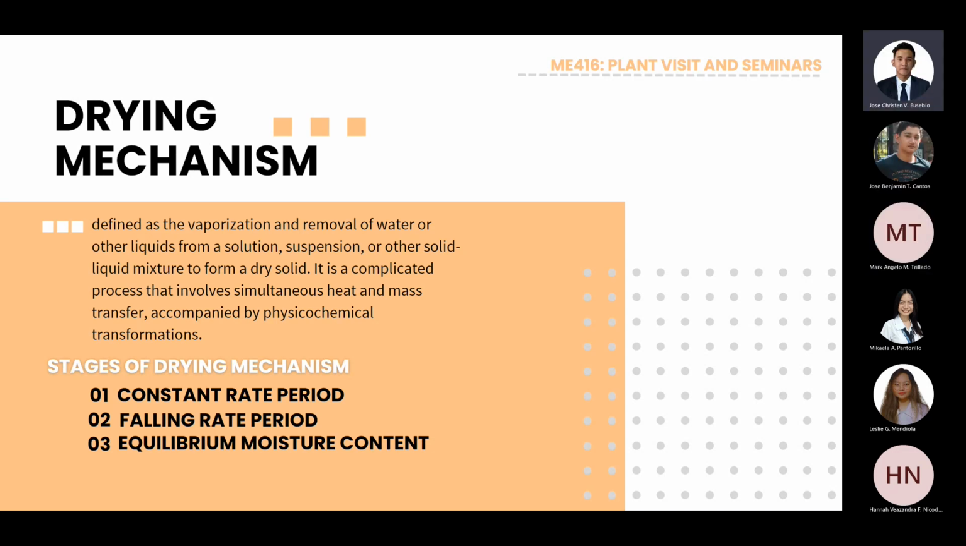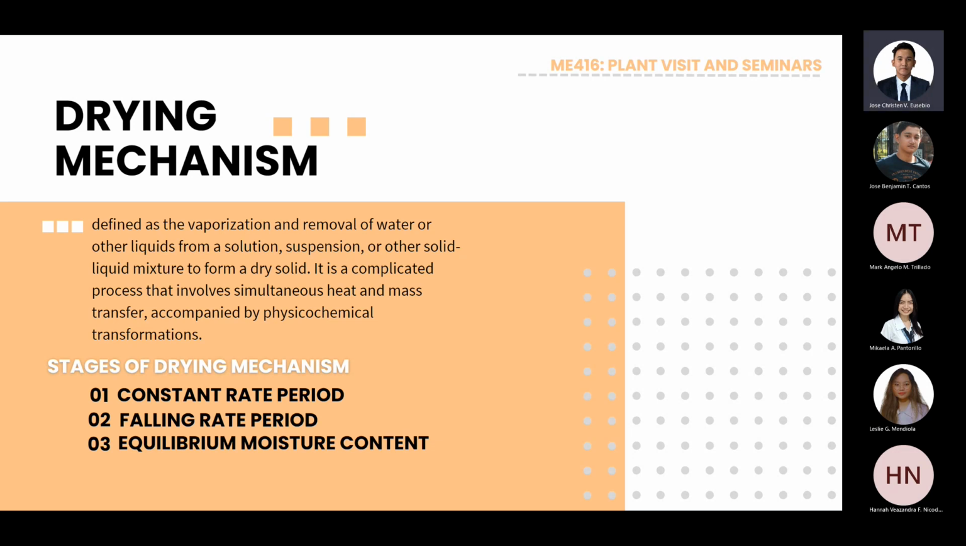On drying mechanism. Drying mechanism is defined as the vaporization and removal of water or other liquids from a solution, suspension, or other solid liquid mixture to form a dry solid. It is a complicated process that involves simultaneous heat and mass transfer accompanied by physico-chemical transformations. Basically, ang meaning lang ng drying mechanism is tatanggalin lang yung water content dun sa product.